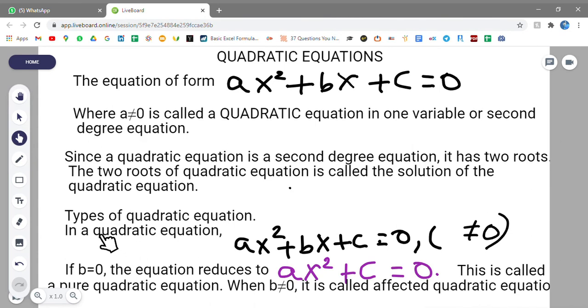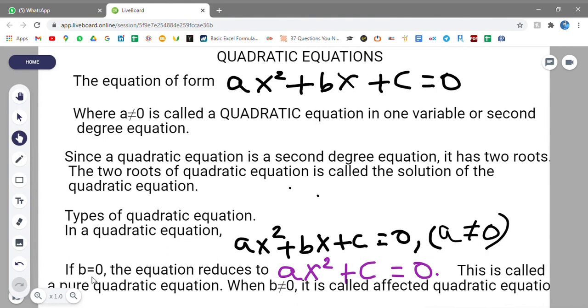Next, let us learn the types of quadratic equation. Firstly, the quadratic equation is of the form ax square plus bx plus c is equal to 0, where a is not equal to 0. It is a quadratic equation only if a is not equal to 0.